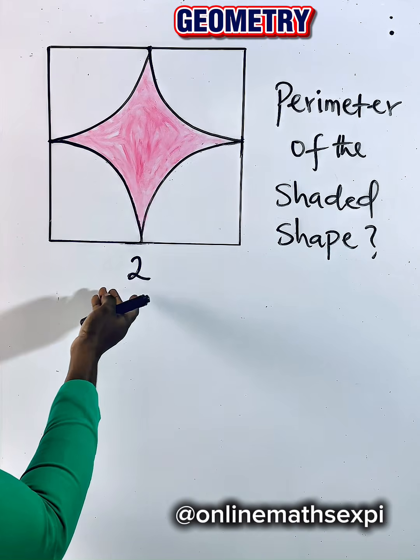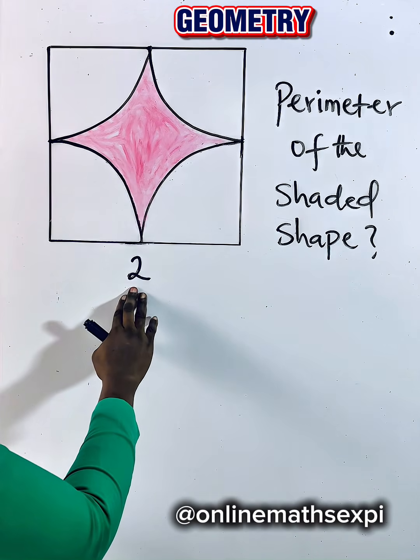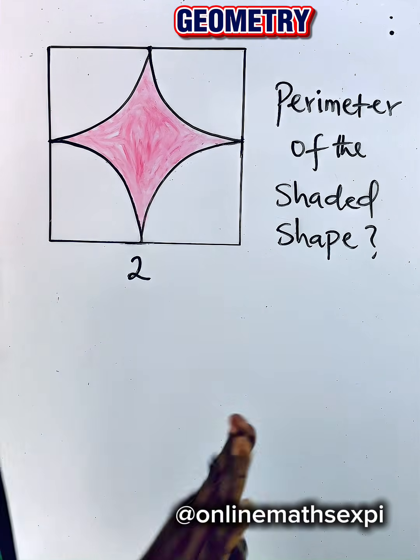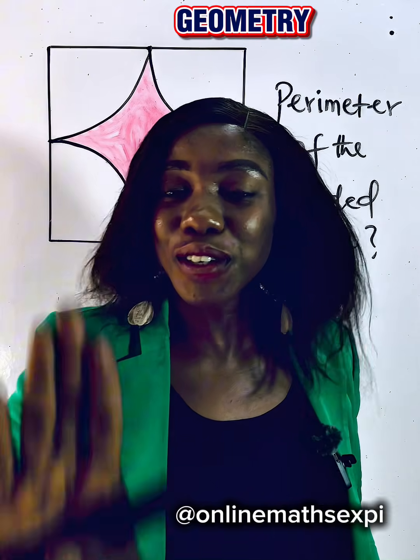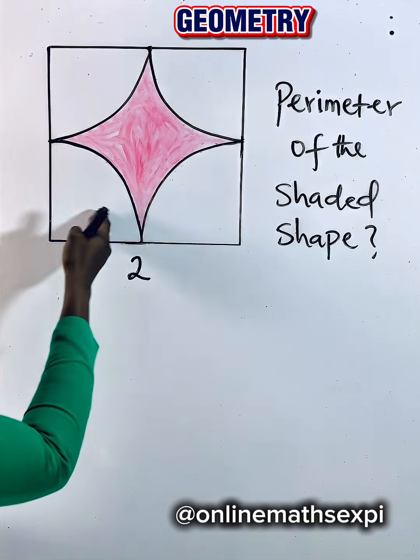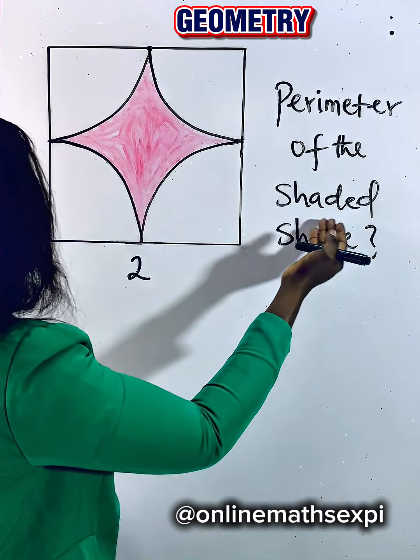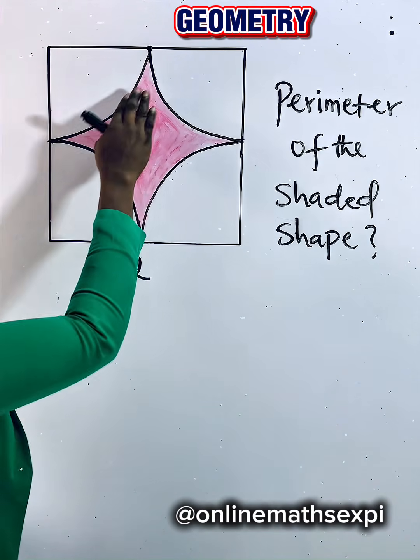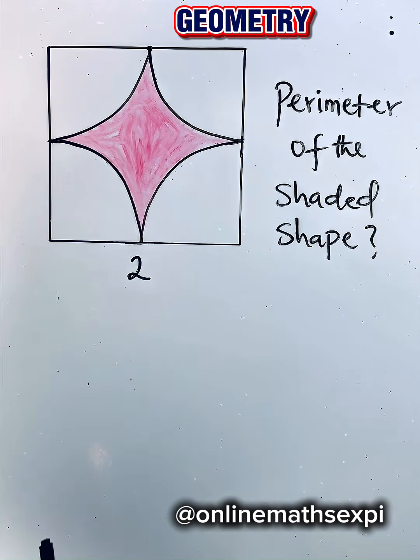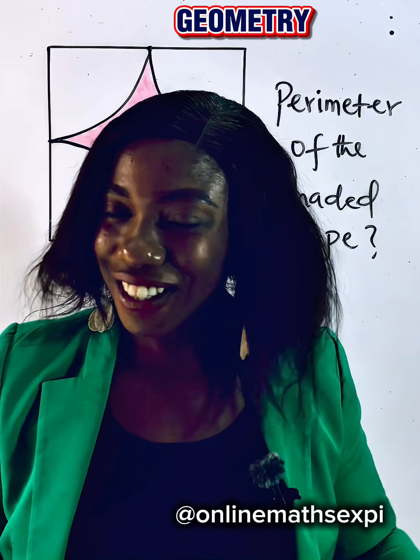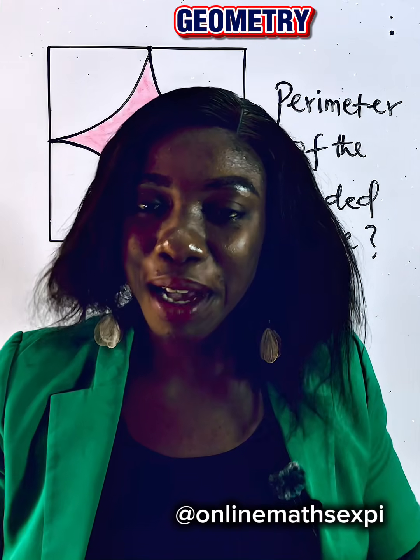We are given a square that measures 2 units, and inscribed are 4 identical quarter circles. These are the quarter circles, and the question is asking us to find the perimeter of the shaded shape. You see the shaded shape. Now, how do you do that? It's just so easy. Let me take you through that step by step.